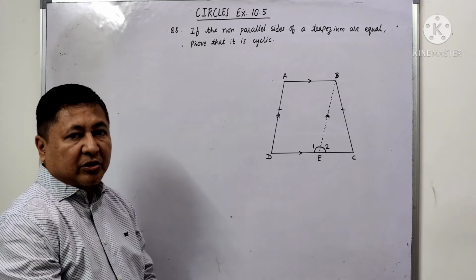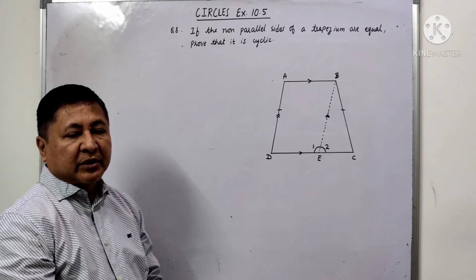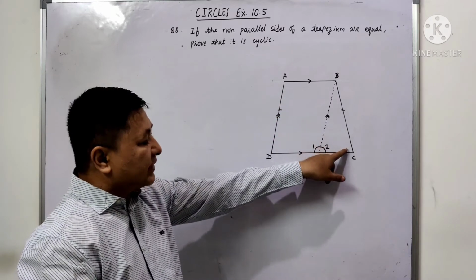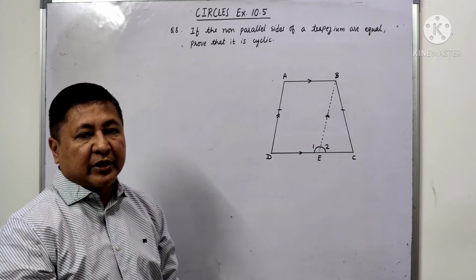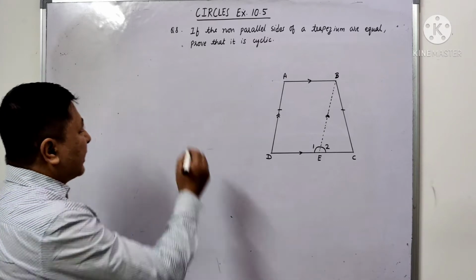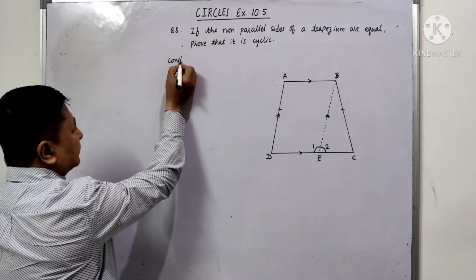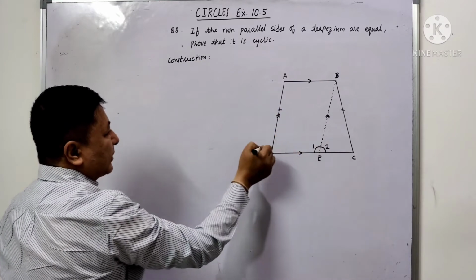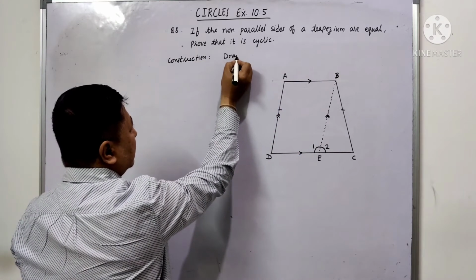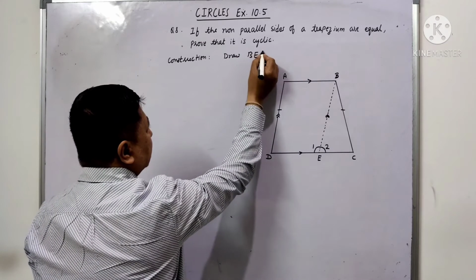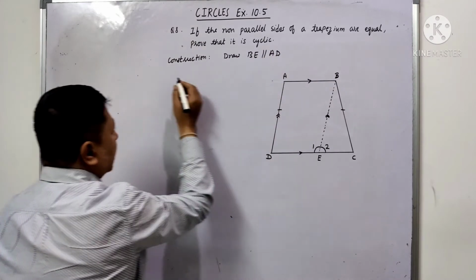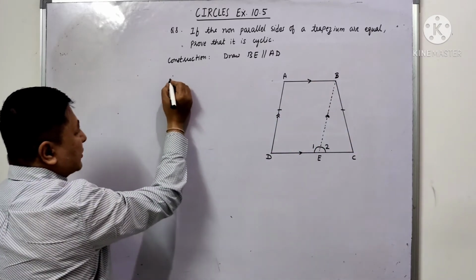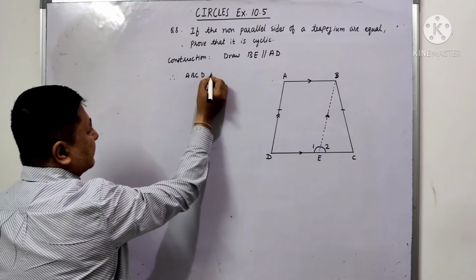Now for proving a cyclic quadrilateral, we need to prove that the sum of opposite angles is 180 degrees. If we can prove that angle A plus angle C is 180, then we can prove that it is a cyclic quadrilateral. For that we have to do one construction here, and in that construction we draw BE parallel to AD. So we write: draw BE parallel to AD. Now it is given that ABCD is a trapezium.